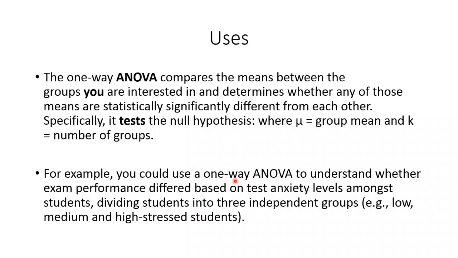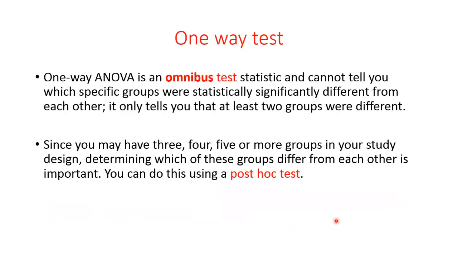You could use a one-way ANOVA to understand whether exam performance differed based on test anxiety level among students, dividing students into three independent groups, that is the low, the medium, and high stress students. This one-way ANOVA is an omnibus test, a statistic, and cannot tell you which specific group. For example, we are comparing group 1, 2, 3, 4, 5, and so on.